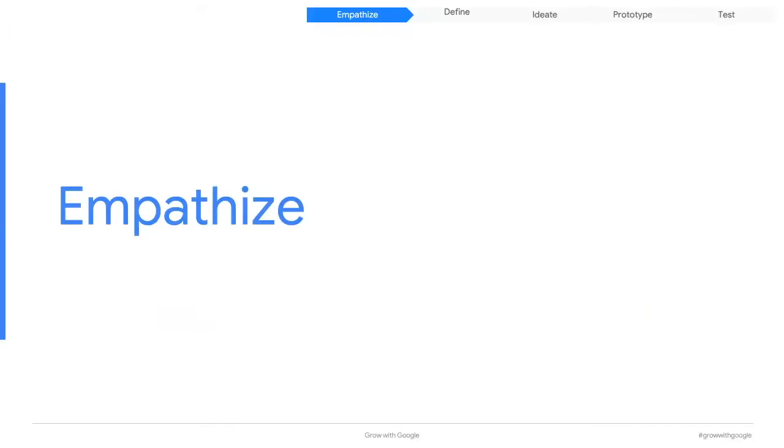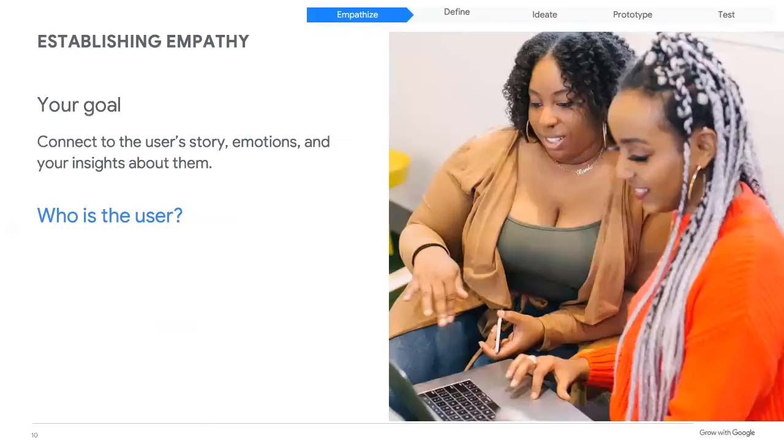Empathize. Let's start with the first phase of the design thinking process. The first step in the design thinking process is to establish empathy. Empathy is the ability to understand and share the feeling of another person. If we want to focus on the user, our goal as we begin the design thinking process should be to first connect with the user's stories, insights, and emotions. We must be able to put ourselves in their shoes, so to speak.